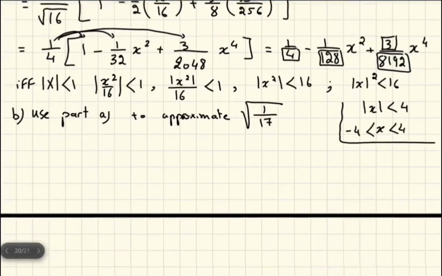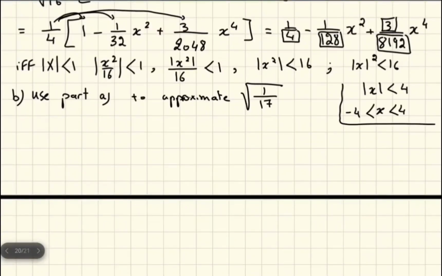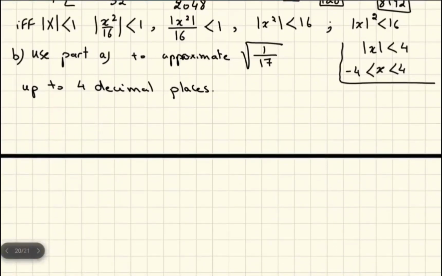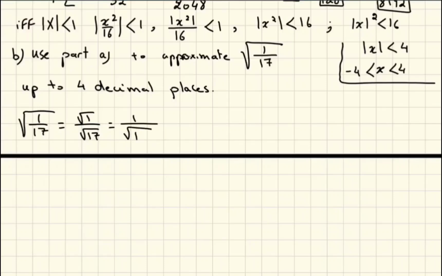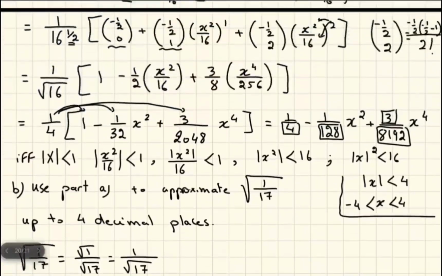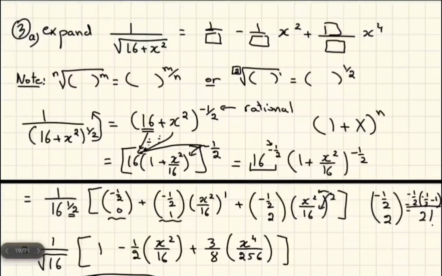Alright, knowing this, in part B, as I said, they might ask you to approximate a number using the expansion you did before. Let's say here they're asking you up to 4 decimal places. So what we need to do is I write radical 1 over 17, which is 1 over radical of 17. I look at the question we have at the beginning. I have 1 over radical of 16 plus x squared.